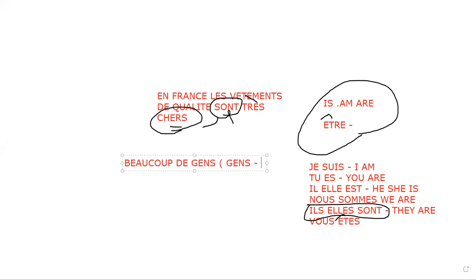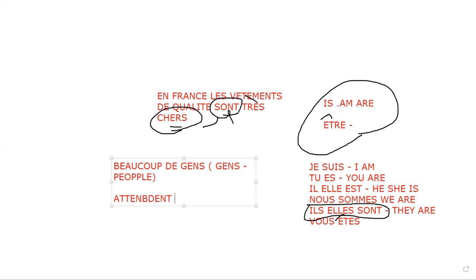Beaucoup de gens. Gens, basically, we have people. Gens, we have people in French. What is beaucoup? A lot of. Beaucoup de, a lot of. And gens is people. It means a lot of people. Beaucoup de gens attendent la période. Attendent. Repeat after me. Attendent.